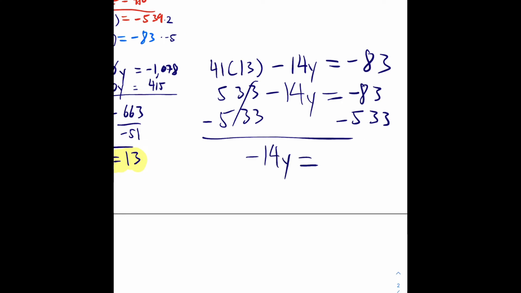Negative 14y equals negative 83 minus 533. That's negative 616. We'll divide by negative 14 on both sides. All right, we'll have y equals 44.